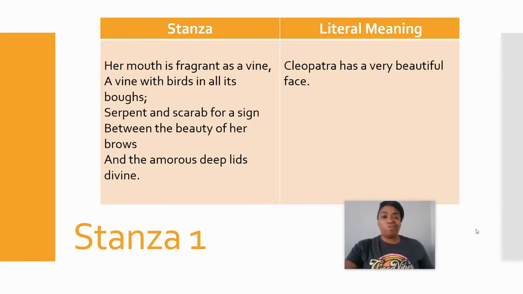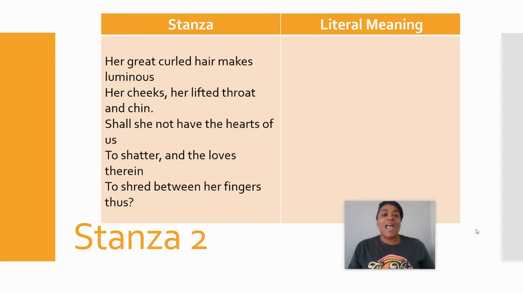We're moving on. Stanza 2. I am going to read this aloud. Now, if it helps you to close your eyes so that you're able to visualize the words in the stanza, feel free to do so. After reading the stanza, we'll take a moment to write the literal meaning. Stanza 2. Her great curled hair makes luminous her cheeks, her lifted throat and chin. Shall she not have the hearts of us to shatter and the loves their end, to shred between her fingers thus?